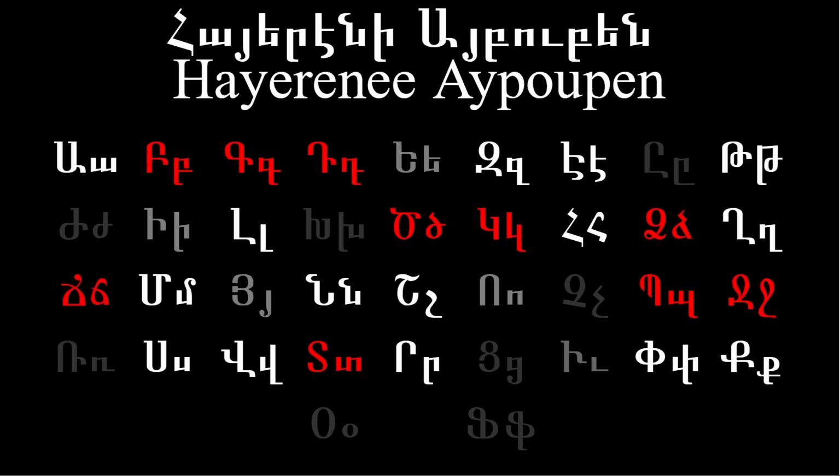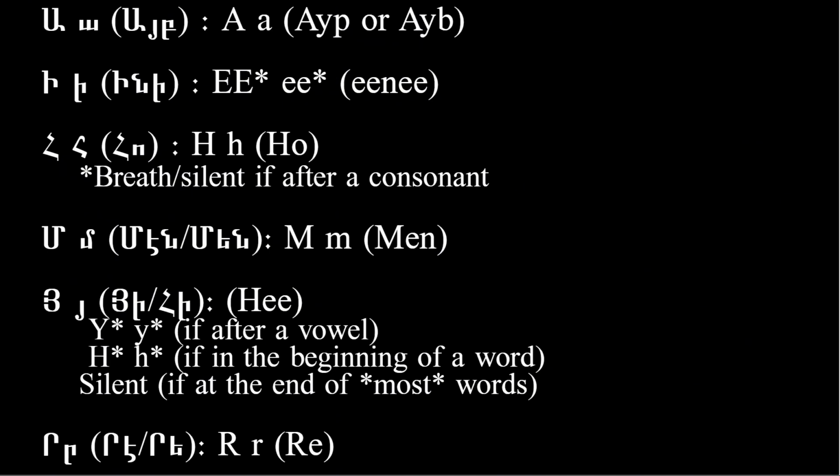If you remember from the first episode, when we learned about the letter Aip, the first letter in the Armenian alphabet or the Armenian Aipupen, I mentioned that this letter can either be named Aip or Aib, depending on the dialect. So after this video, you will gain a better understanding of that.